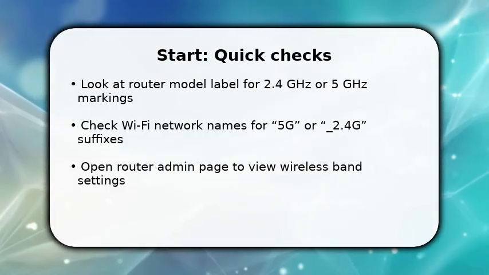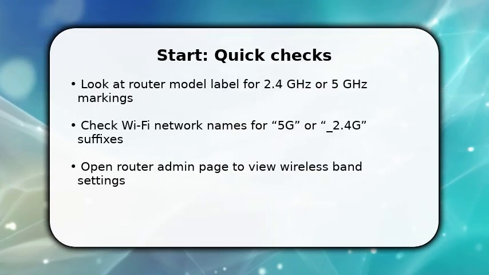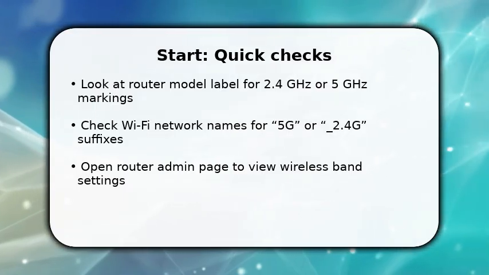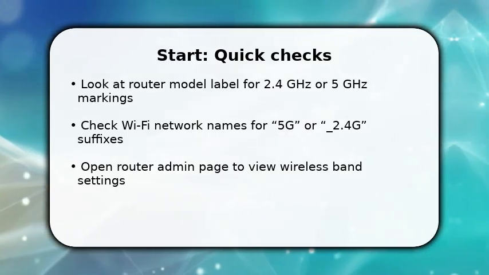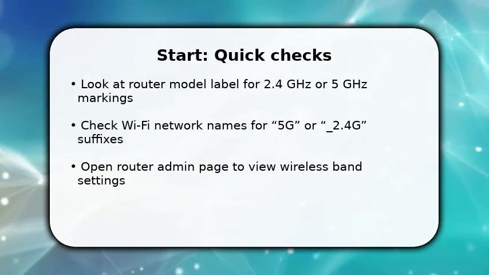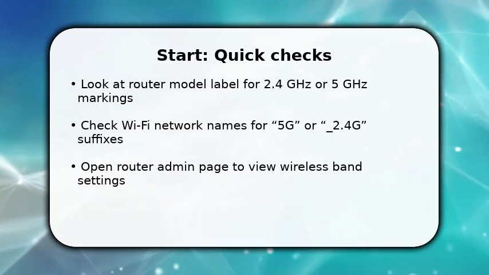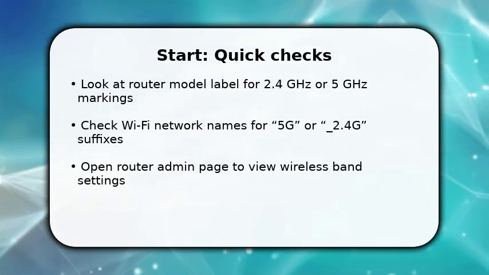You begin by locating essential info fast. Find the router and check its label or box for 4 GHz or 5 GHz. Once done, look at the Wi-Fi SSID names on your device. Many routers append 5G or 4G to each band.